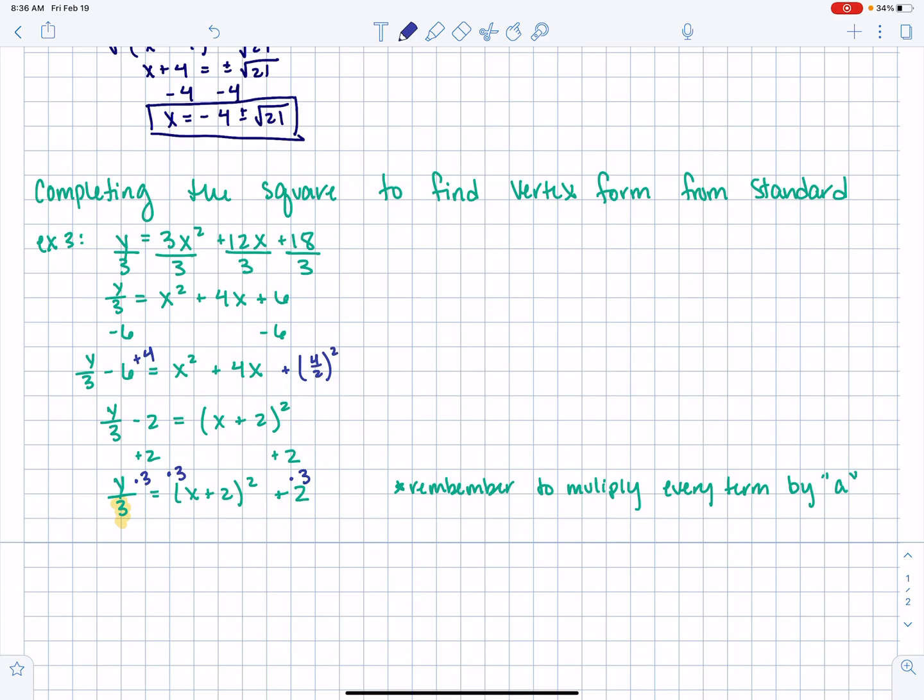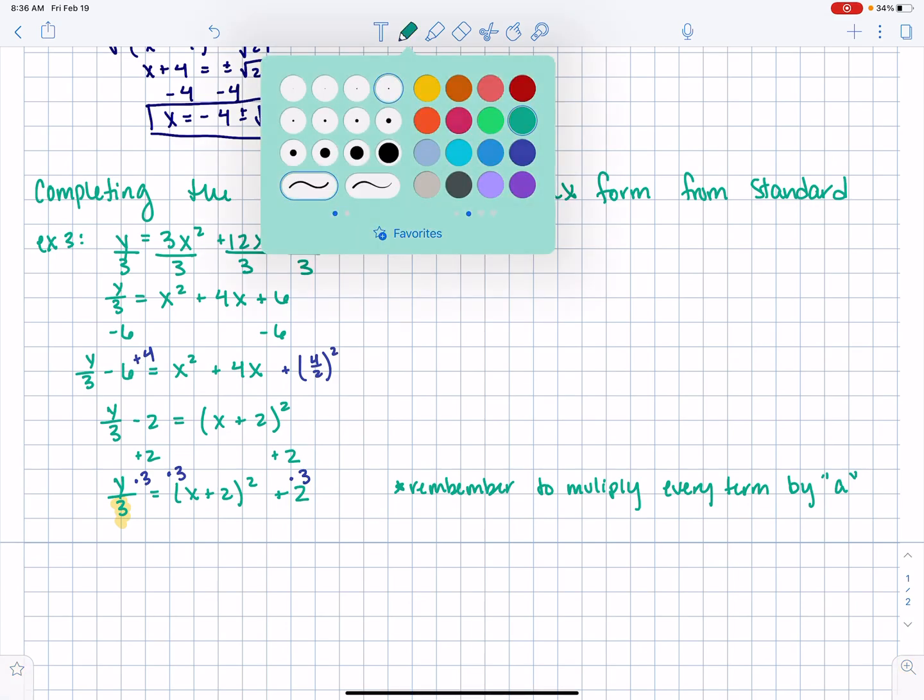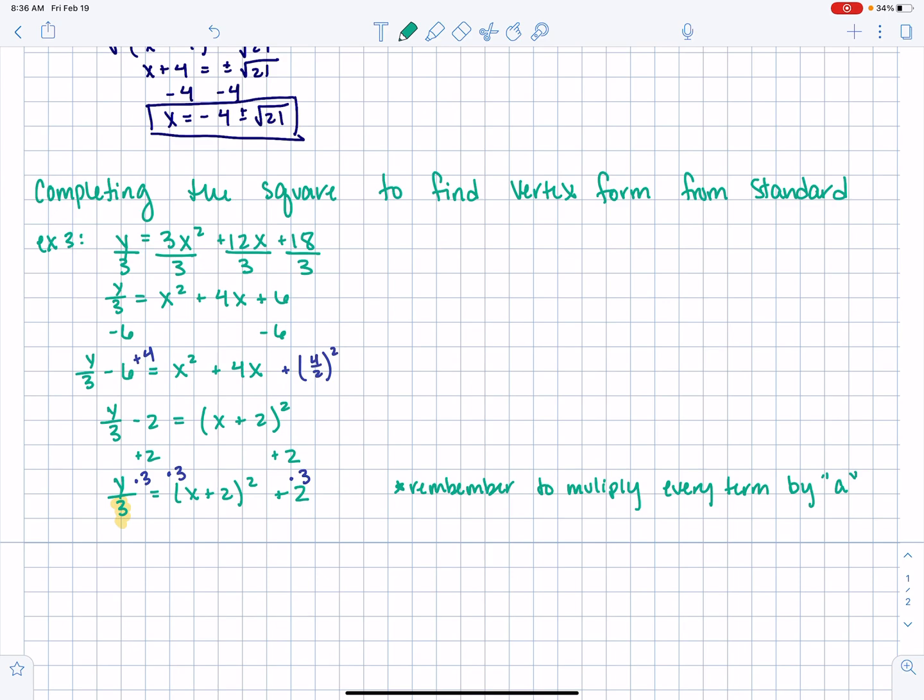So that 2 is where a lot of us kind of fall off and make a mistake. So our final answer here is y is equal to 3 times x plus 2 squared plus 6. And we can easily see that our vertex is at the point -2, 6. And from there, we use completing the square to turn our standard form into that lovely vertex form, which is super easy to graph because we can find our vertex and our stretch.